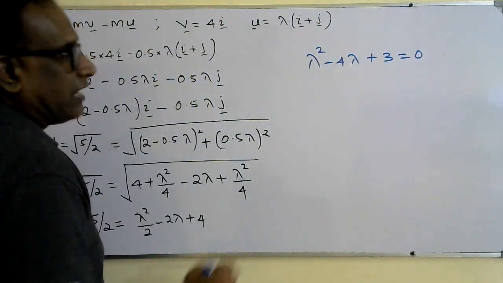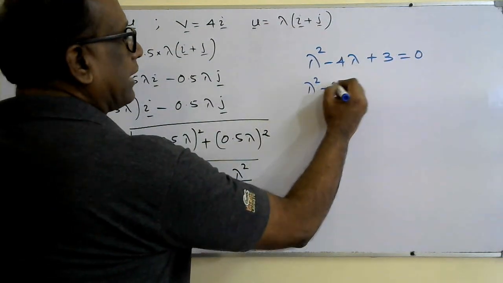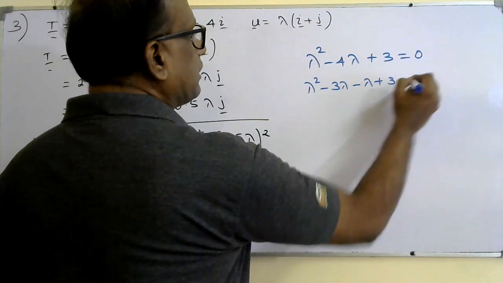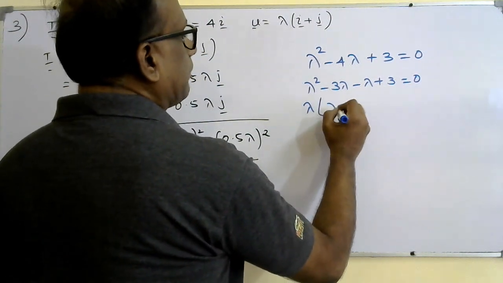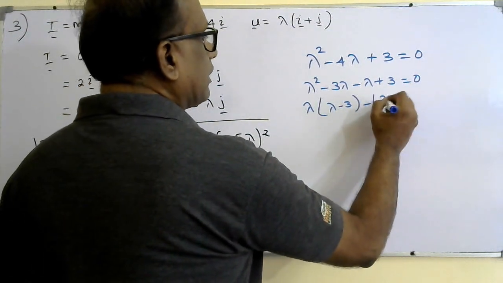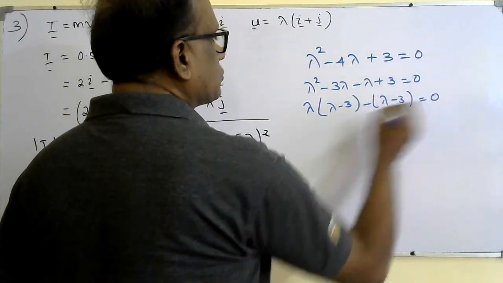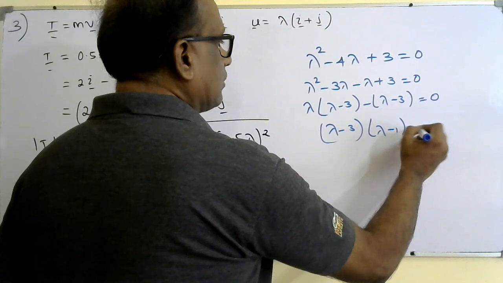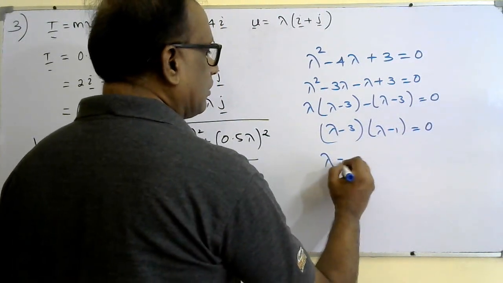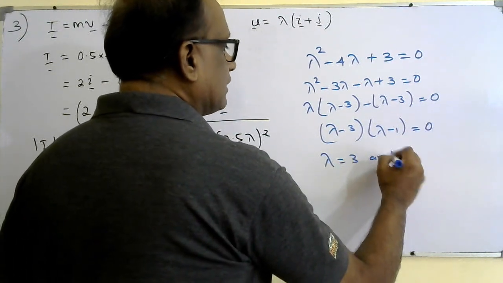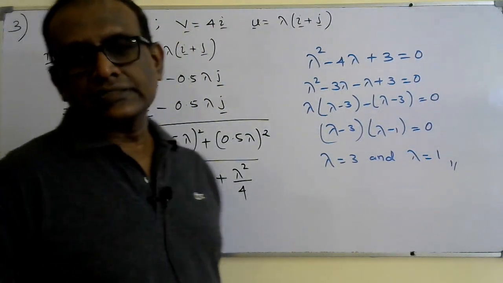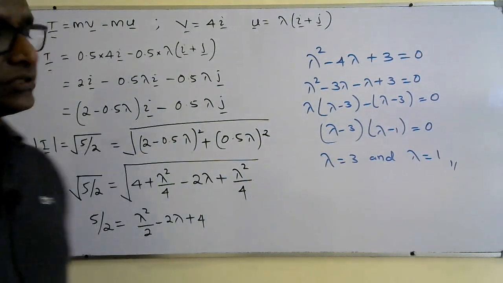Okay, we can easily factorize it: lambda squared minus 3 lambda minus lambda plus 3 equals 0. So lambda into lambda minus 3, minus lambda minus 3, equals 0. So that is lambda minus 3 times lambda minus 1 equals 0. So the values of lambda are 3 and 1. Okay, that's the final answer. They asked to find the two values of lambda.